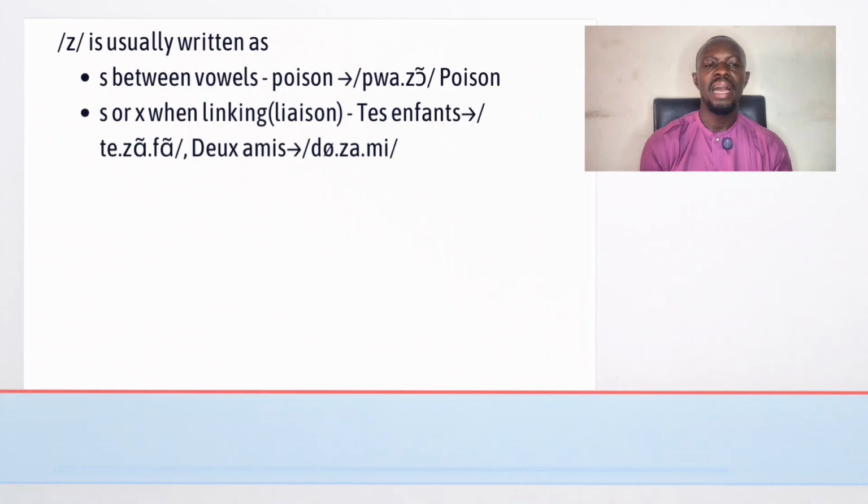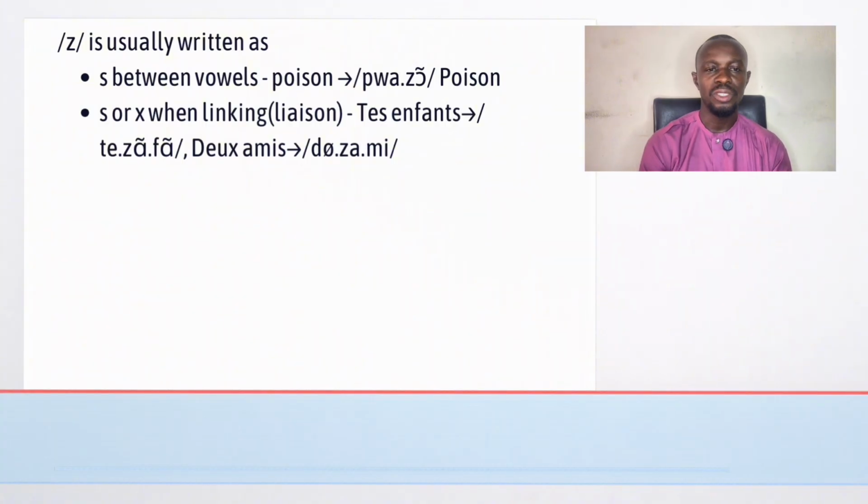So remember the first one: a single S in between vowels is pronounced Z, but if it's a double S, we pronounce it as S. An example is poisson, with the S. Now we have poison, with the Z.